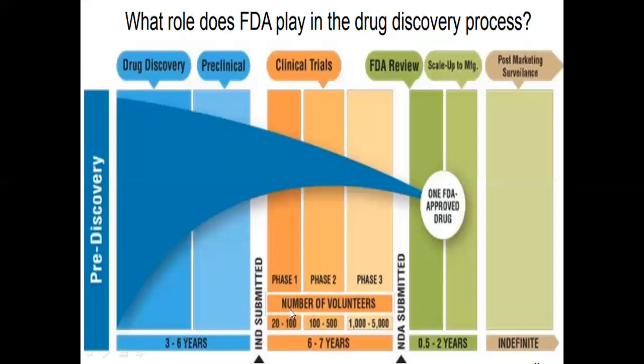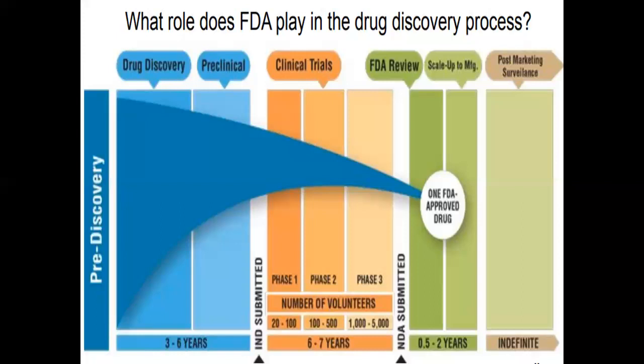In phase 1, we select 20 to 100 healthy human volunteers, and we give those volunteers the particular drug by the suitable route which has been identified, and we check whether the drug is giving any kind of side effect or adverse drug reaction, contraindications, drug interaction, drug-food interaction, and what kind of activity it has overall.